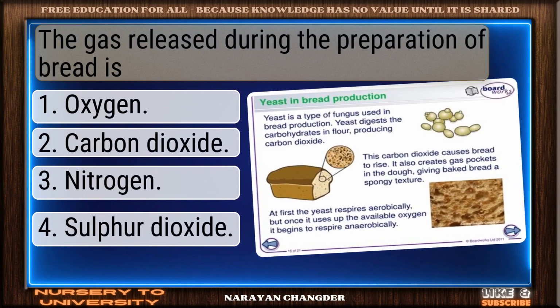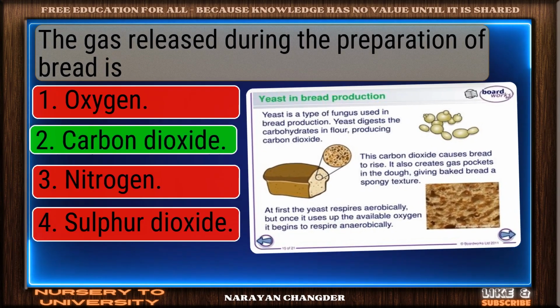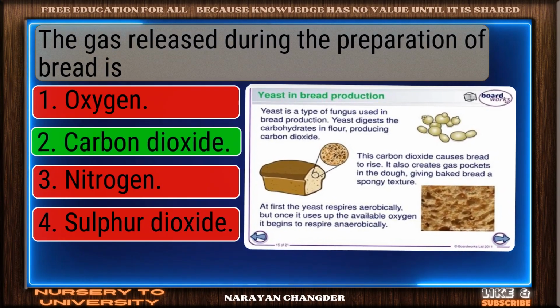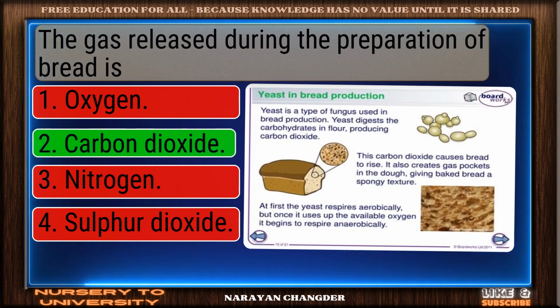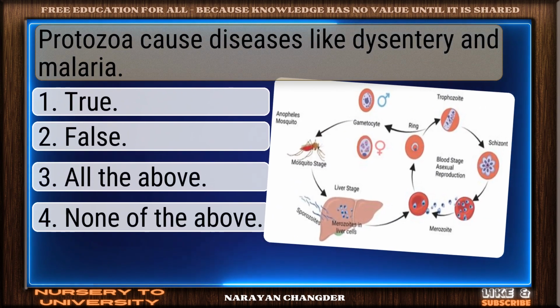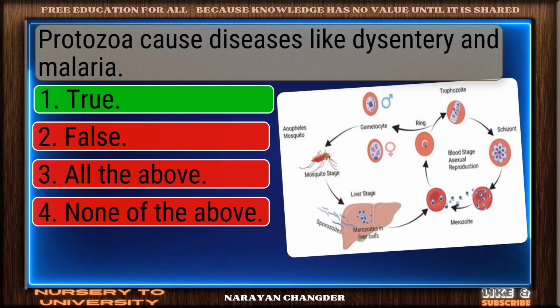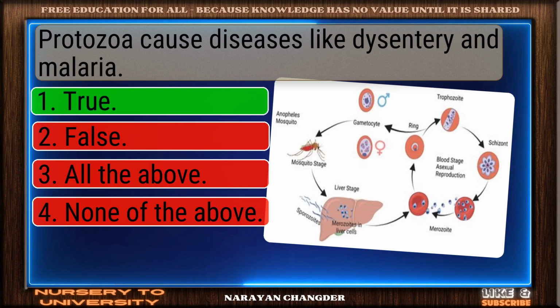The gas released during the preparation of bread is... Correct response. Carbon dioxide is the most accurate answer. Protozoa cause diseases like dysentery and malaria. Well reasoned. True is the correct choice.